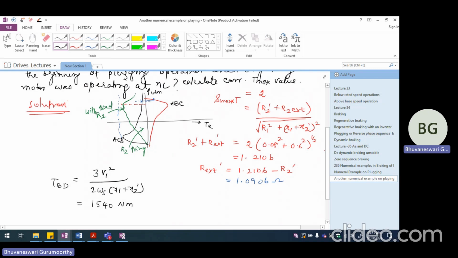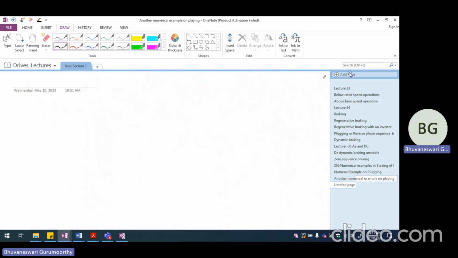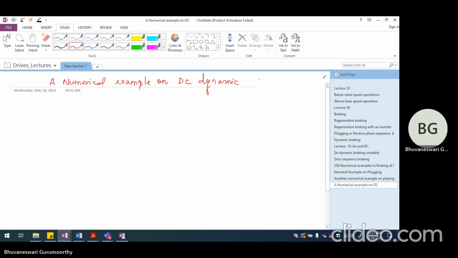Now let me do one problem on DC dynamic braking. So we are going to do one numerical example on DC dynamic braking.